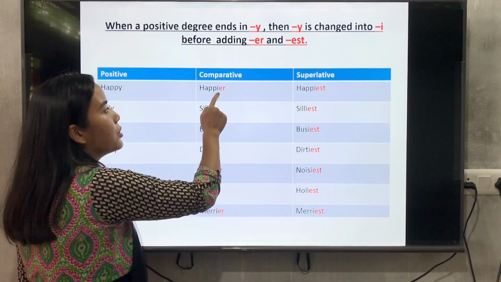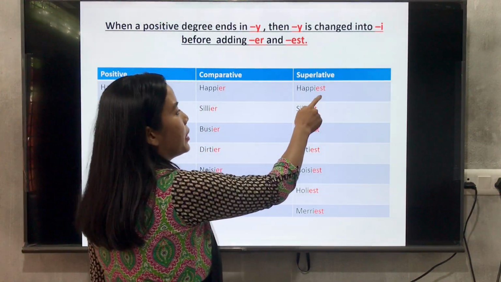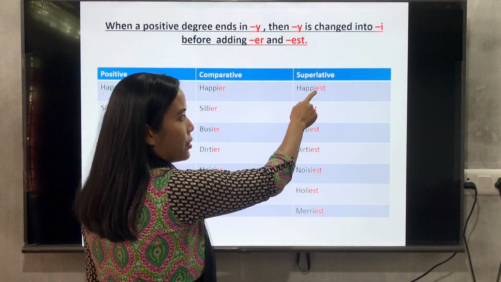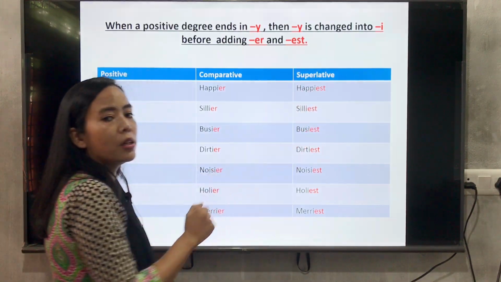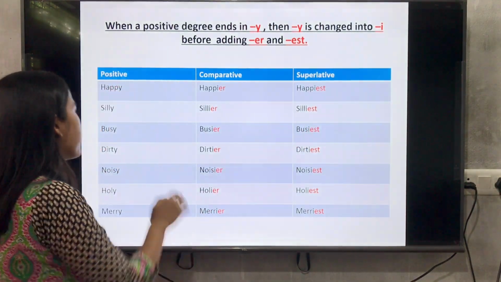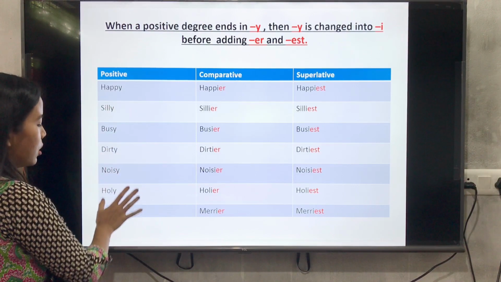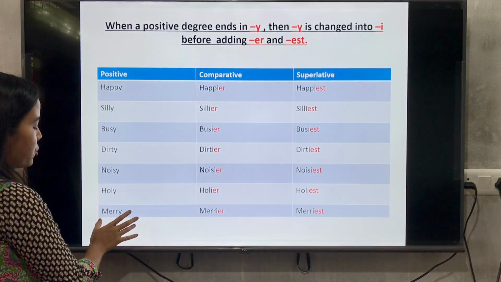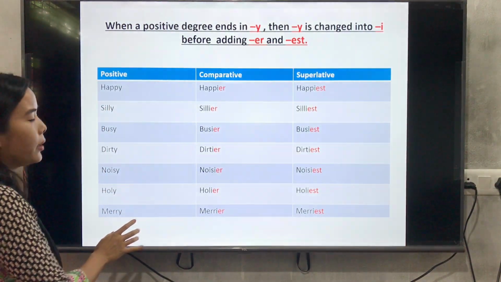Then add ER to make it comparative. And happiest. We have to change letter Y into letter I, then add EST to make it a superlative form of degree. Silly. Here all the words in the positive column end with the letter Y, okay?